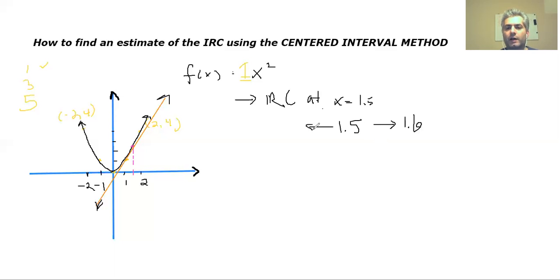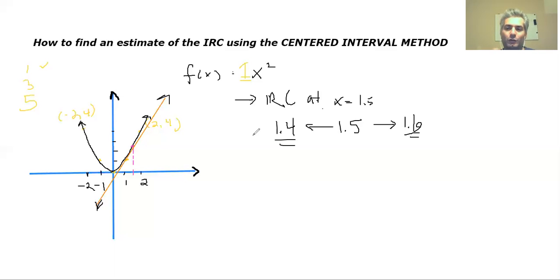And I'm going to choose another value to the left of 1.5. It's going to be decreased by the same increment that I increased to the right. So I increased to the right from 1.5 to 1.6, which is 0.1. And then from 1.5 to the left, I want to go to 1.5 minus 0.1, which would give me 1.4. So those are my two x values that are closely associated to the point of interest on the curve where I want to find the IRC, or the instantaneous rate of change.